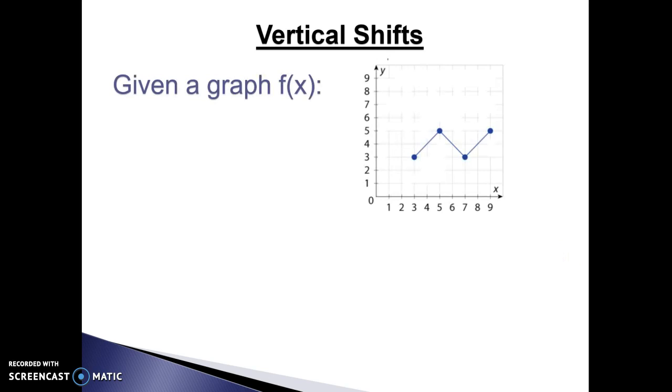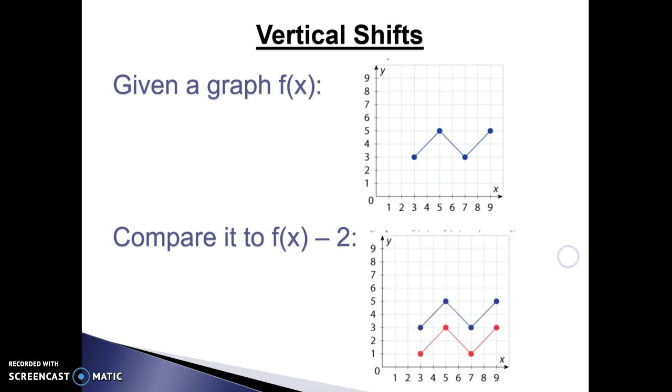Now let's look at this same graph, but let's see what happens to it if we subtract 2. We've got the blue one, which is the original, the red is the new one, and when f of x minus 2 happened, you can see that it has moved down 2.